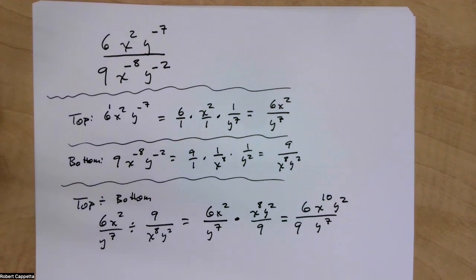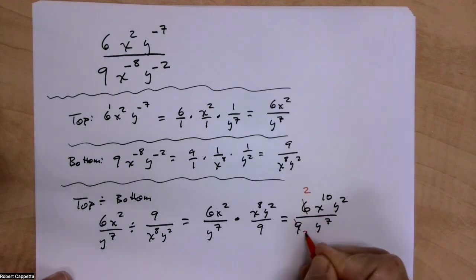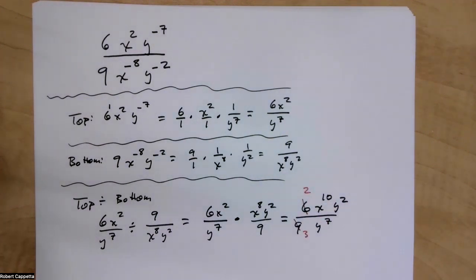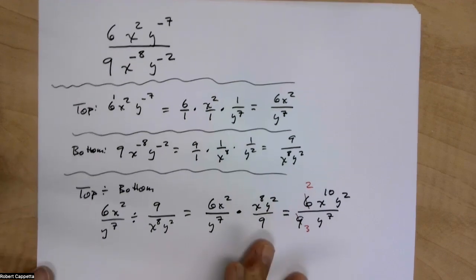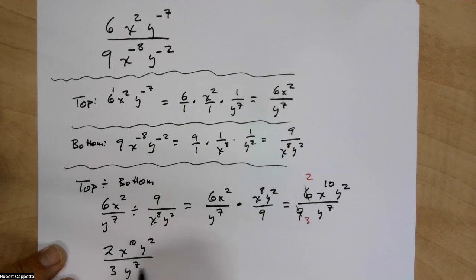Now let's think about this. I can divide 6 by 3. 6 divided by 3 is 2. 9 divided by 3 is 3. So now I have this. Now we have 2 x to the 10th, y squared over 3, y to the 7th.